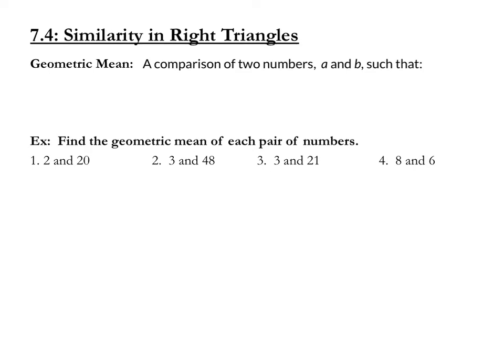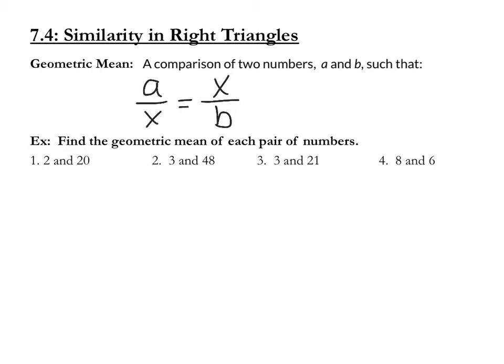We're going to be doing a little bit with what's called geometric mean, which is going to be setting up a proportion and solving. And then we're also going to talk about similarity in right triangles. We're going to talk about my good friend Parachute Man. Get excited. So first off, geometric mean is a comparison of two numbers a and b such that a over x is equal to x over b. That's how we're going to set up all these problems.